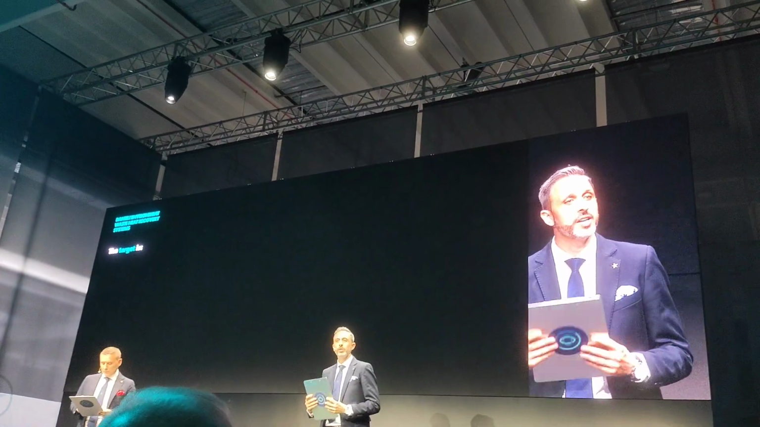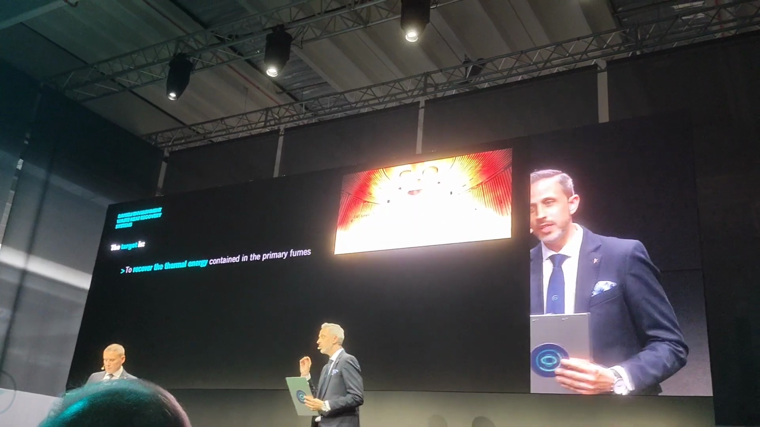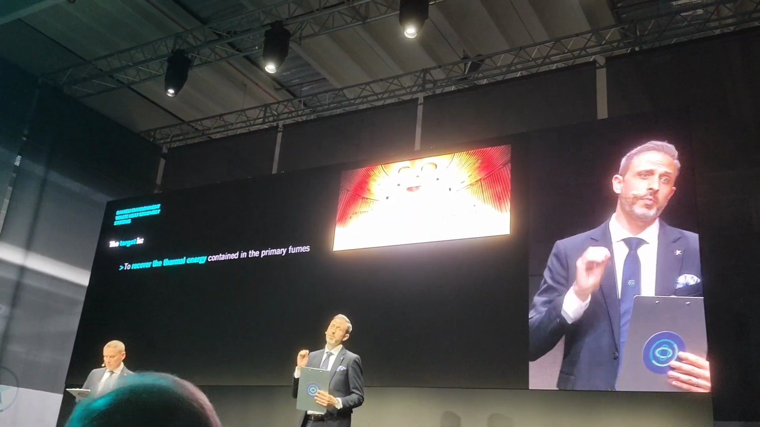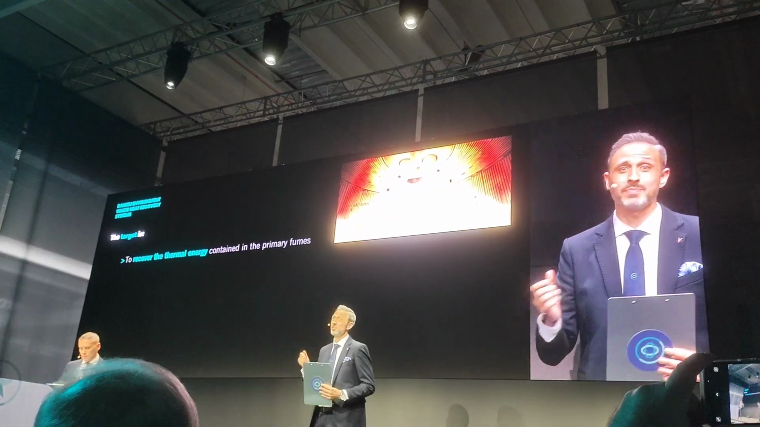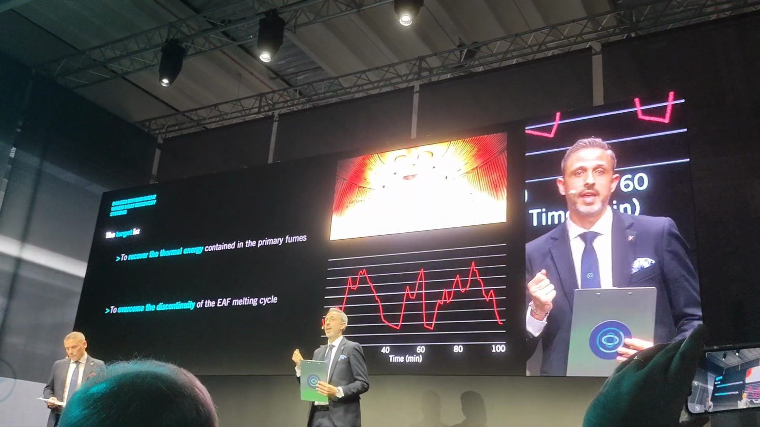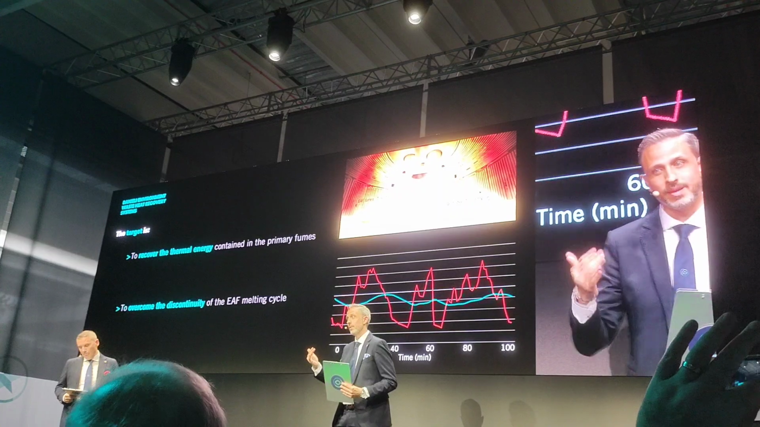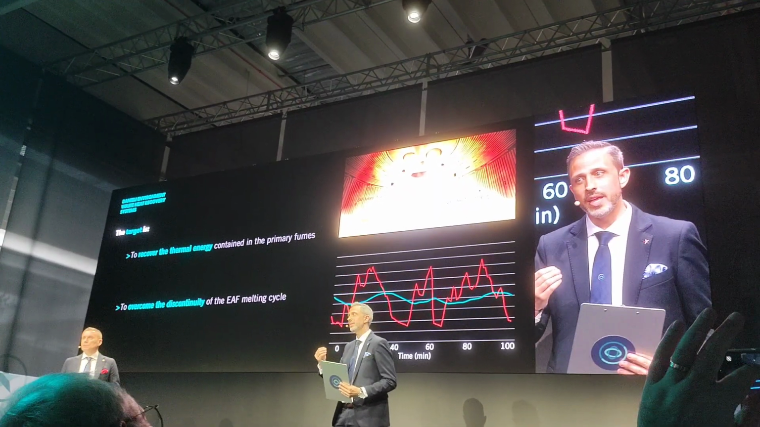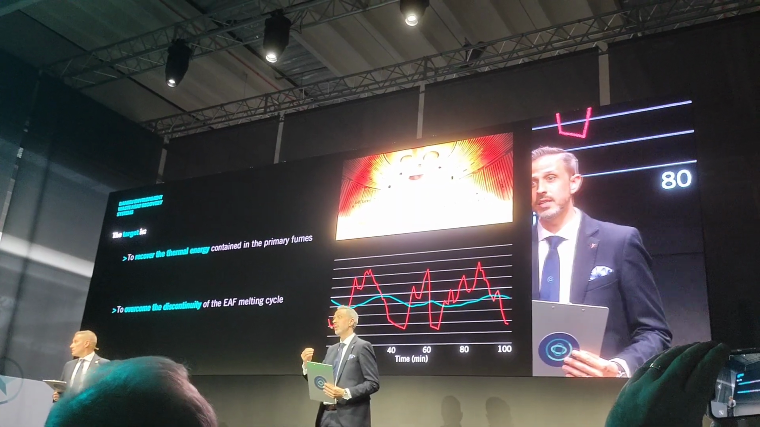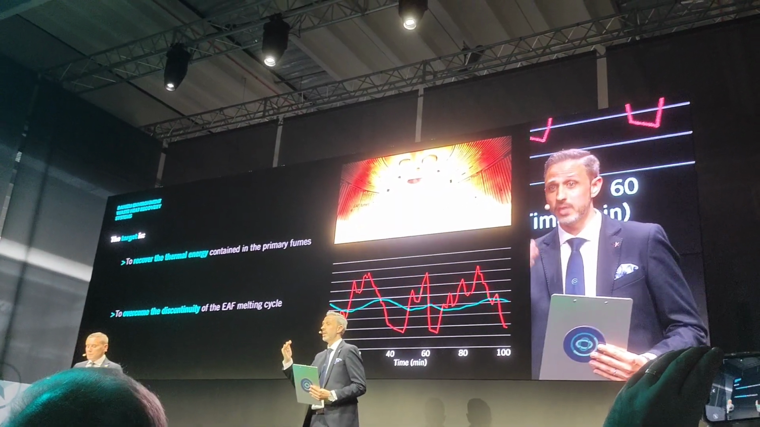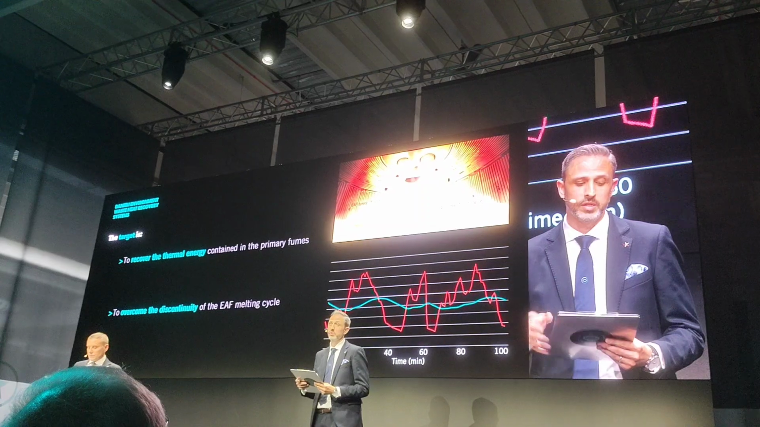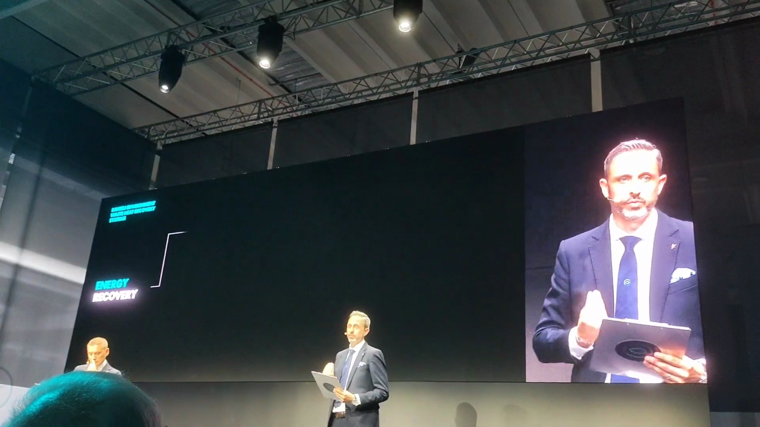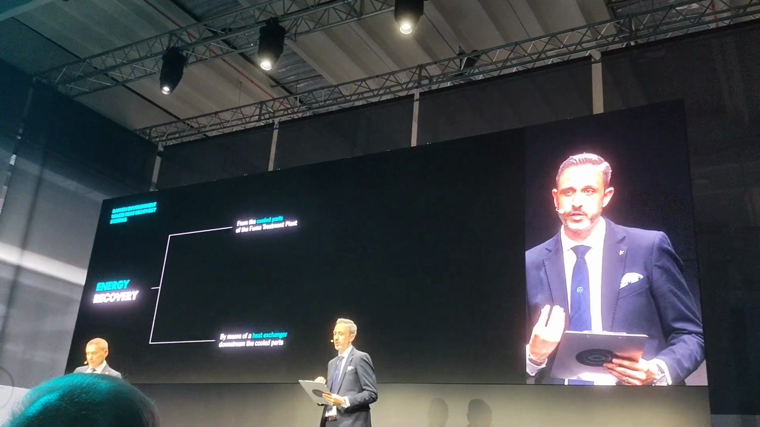So what can we do? Well, we need to focus our attention on the thermal energy that is contained in the primary fumes, trying to recover as much as possible of this energy. And then we need to overcome the discontinuity of the EAF process by designing a plant that is capable of mitigating the discontinuous process of the furnace and the variability of the energy that is contained in the fumes during an entire heat.